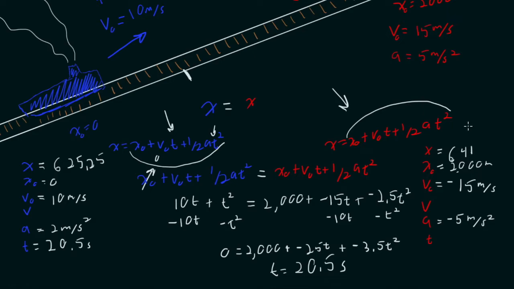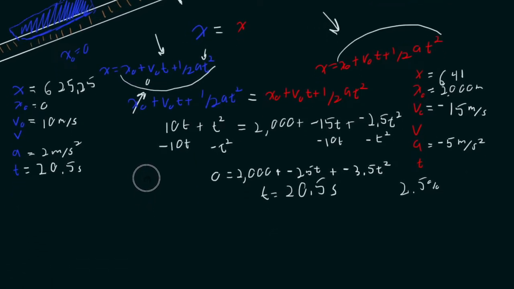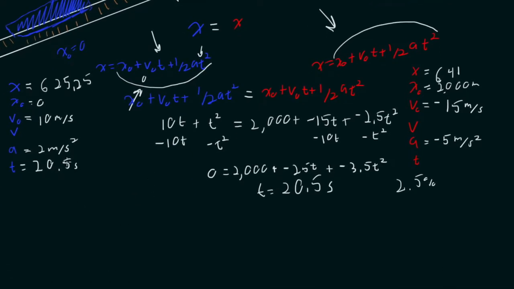Well, they are 2.5% different. 2.5% off. Ha! And if we forgive my horrible rounding, my time should have been 20.6. 20.6. And when I do that, I get a final displacement of 630 for both of these.